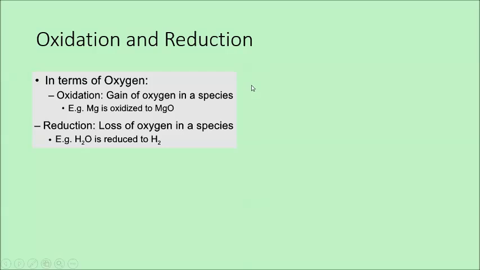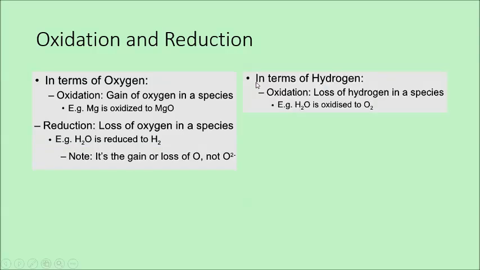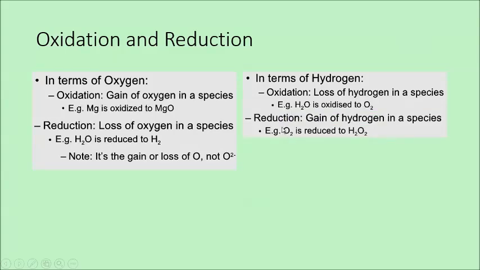If we talk about oxidation and reduction in terms of hydrogen, oxidation is the loss of hydrogen in a species. H2O is oxidized to O2. And in terms of reduction, it is the gain of hydrogen in a species. That is, oxygen is reduced to hydrogen peroxide.